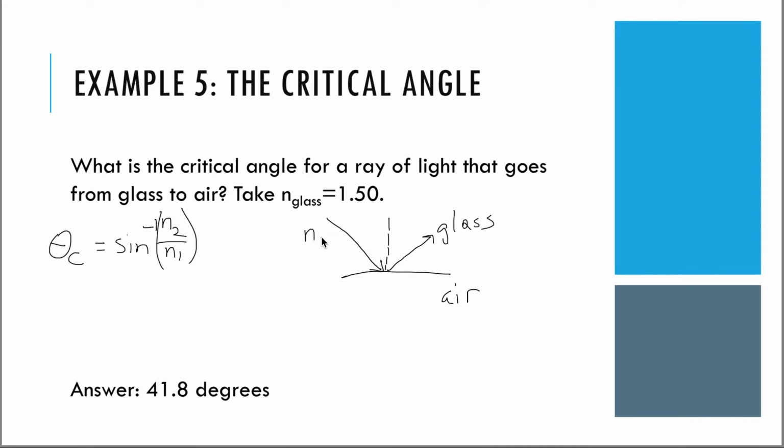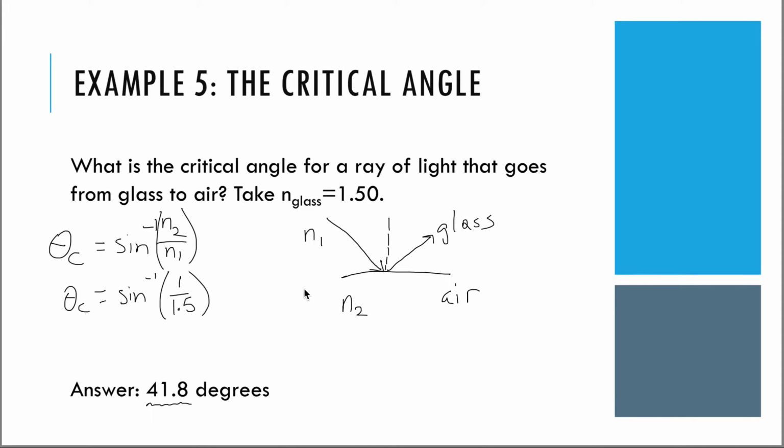N1 is going to be the glass, the incident medium, and n2 is going to be the air. So we're going to take the inverse sine of 1 divided by 1.5. And when we do that, make sure that you're in degree mode in your calculator. We're going to get 41.8 degrees.